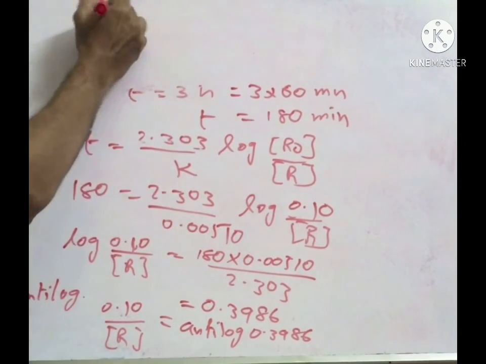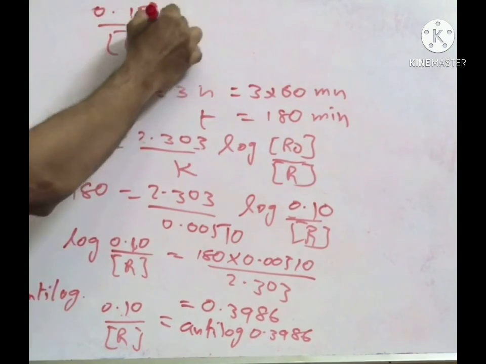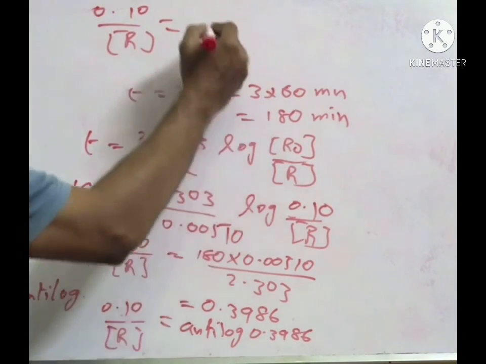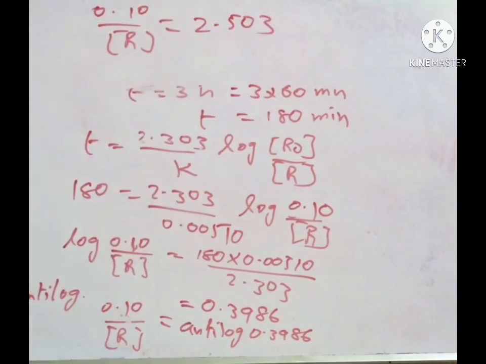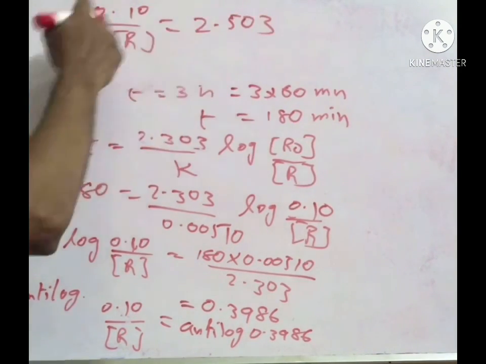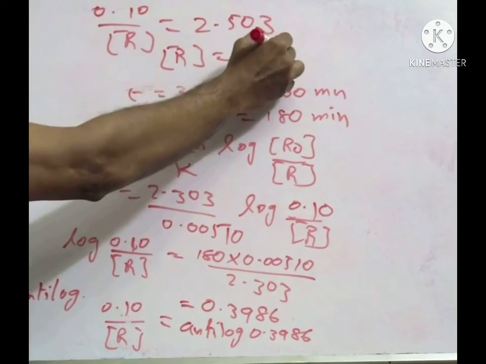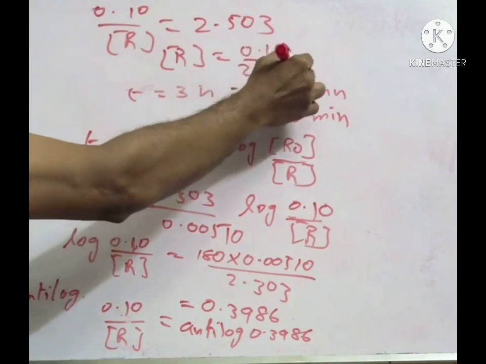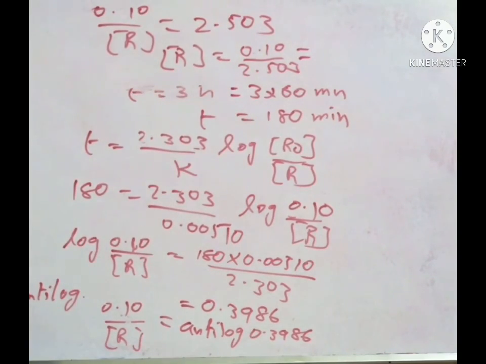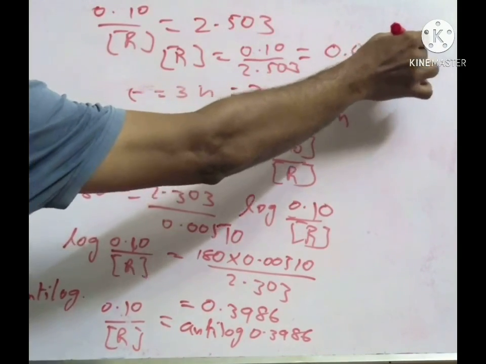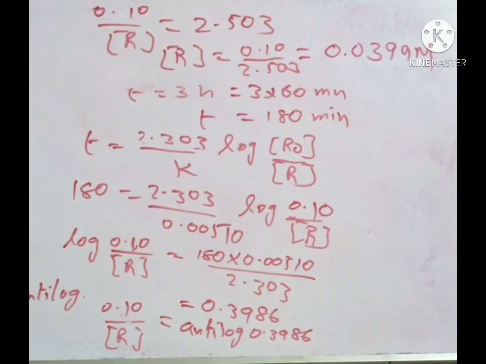So here 0.10 by R equivalent to anti-log of 0.3986, that equals 2.503. 2.503 can be found by using tables. So then your R becomes, R goes to that side, this will come. So R equivalent to 0.10 over 2.503. So this is the one you will get, that equals 0.0399 M.